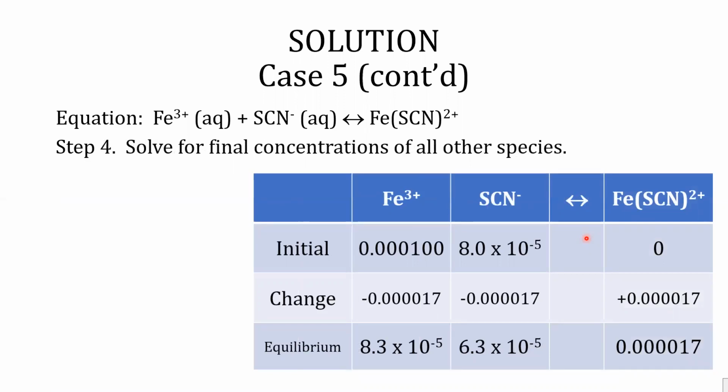Step 4 is to solve for the final concentration of all other species. FeSCN2+ equals 0.000017 molar, or x. Fe3+ equals 8.3 times 10^-5 molar, and SCN- equals 6.3 times 10^-5 molar.